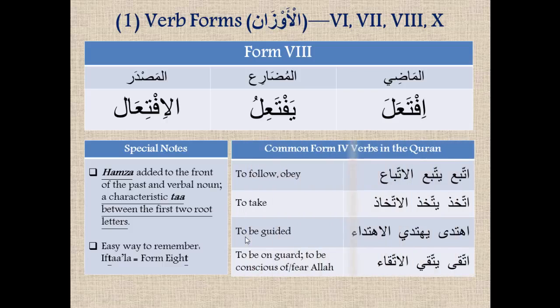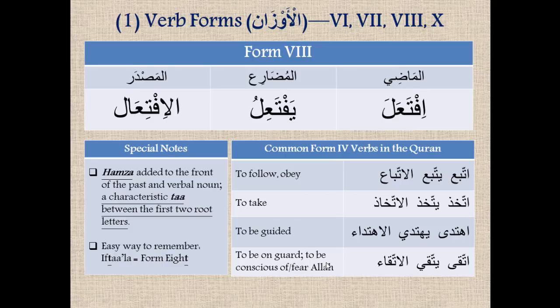Now let's look at some examples of Form 8 verbs found in the Quran. اتبع يتبع الاتباع, which means to follow or to obey. اتخذ يتخذ الاتخاذ, to take. اهتدى يهتدي الاهتداء, to be guided. اتقى يتقي الاتقاء, to be on guard, or in the context of the Quran and Islam, to be conscious of and to fear Allah.